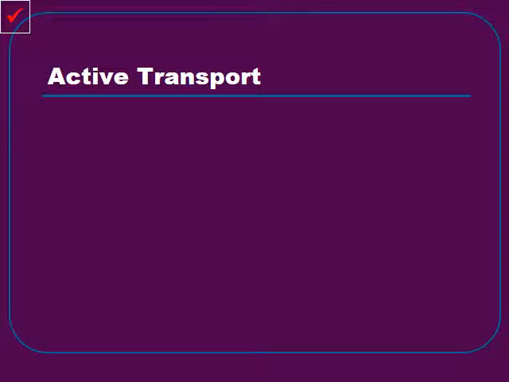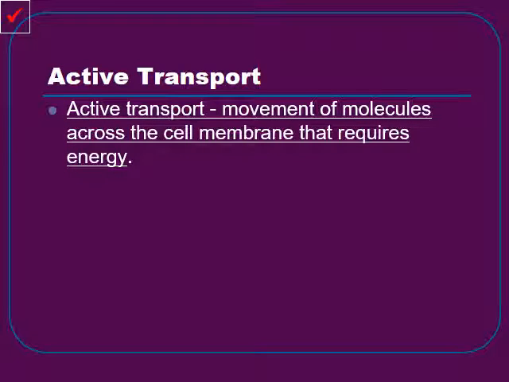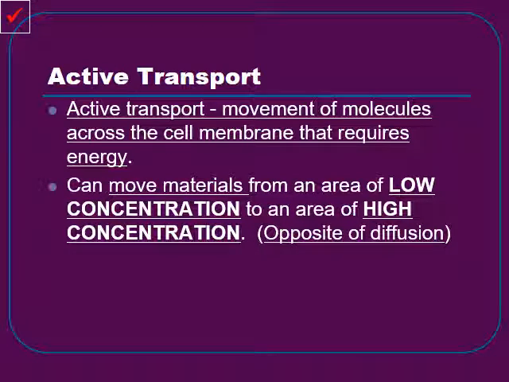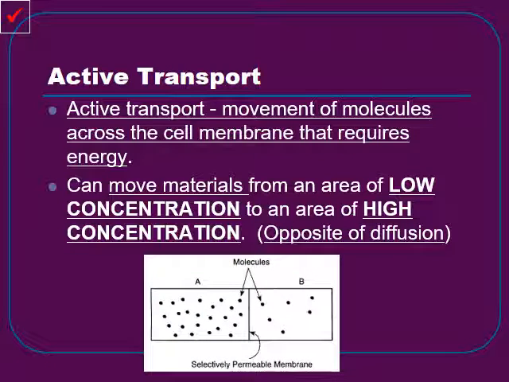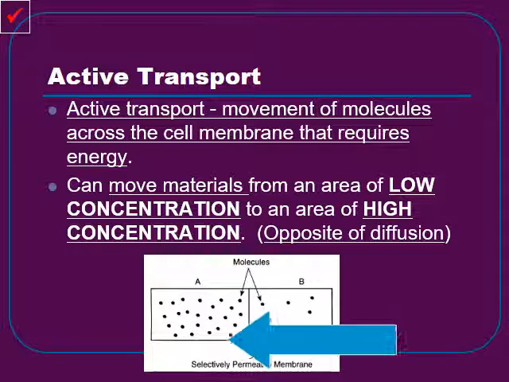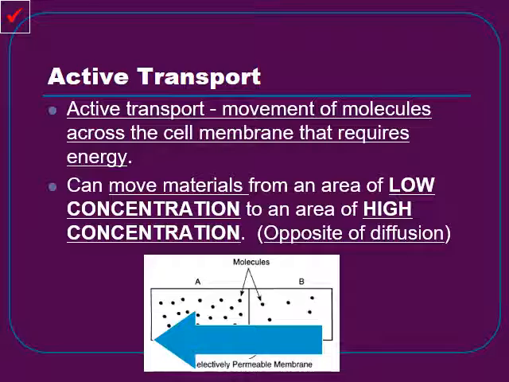Let's get started. So active transport is the movement of molecules across the cell membrane that requires energy. So in this case, it can actually move materials from an area of low concentration to an area of high concentration. So this is the opposite of diffusion. So, considering what we know with diffusion, which is the movement of molecules from a high to low concentration, active transport is the opposite. So if this same example went ahead and was carried out by active transport, we could actually move not from A to B, but we could go from B to A, going from an area of low concentration to an area of high concentration. However, it requires energy to do so because we're going against the flow.